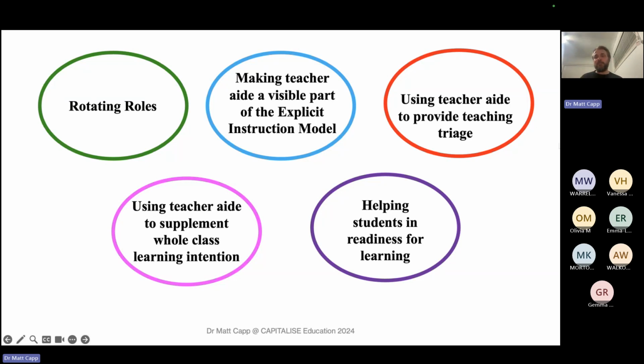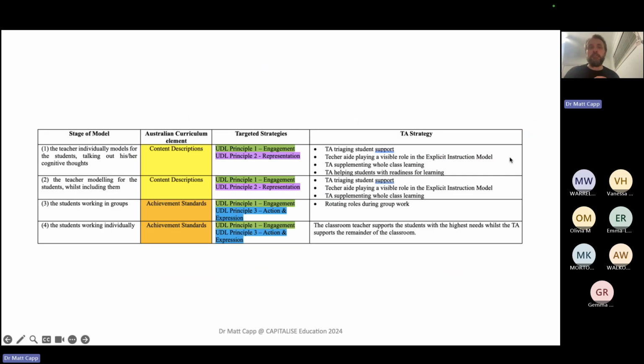When we think about those 5 strategies, we also think about where they fit within the explicit instruction model. For example, rotating roles during group work is not going to be useful when the teacher's modeling for students. So if we're going to use our teacher aide that way, it goes to the specific time within the explicit instruction model. And so if we have a teacher aide and we're planning our lessons and we're building them into the explicit instruction model, we can think about how we use our teacher aide.